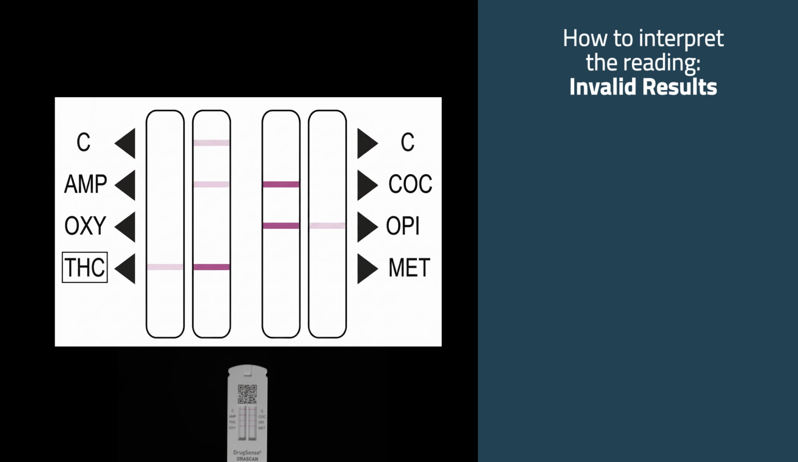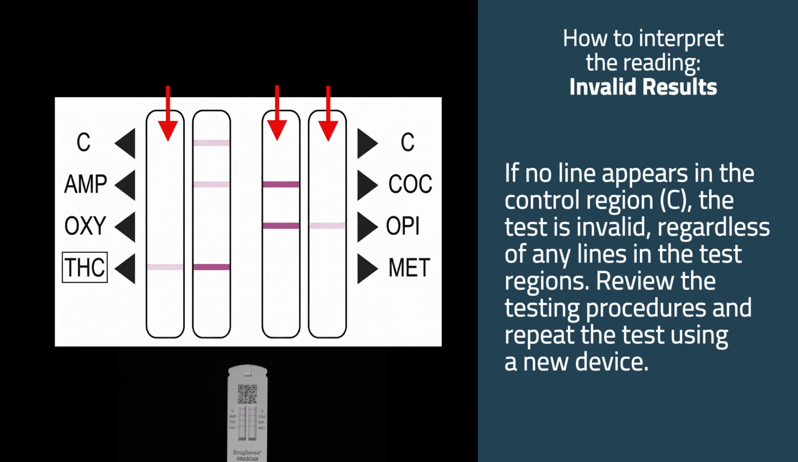How to interpret the reading of invalid results. If no line appears in the control region, the test is invalid, regardless of any lines in the test regions. Review the testing procedures and repeat the test using a new device.